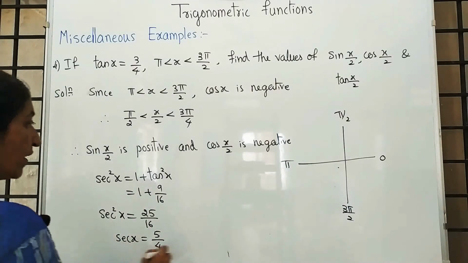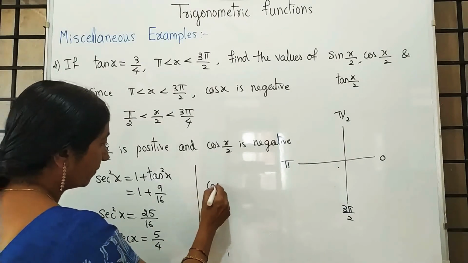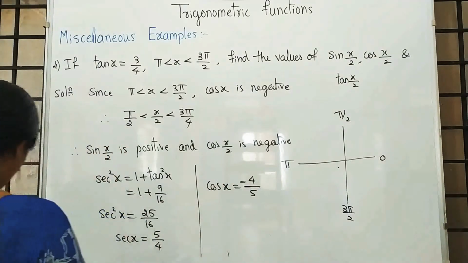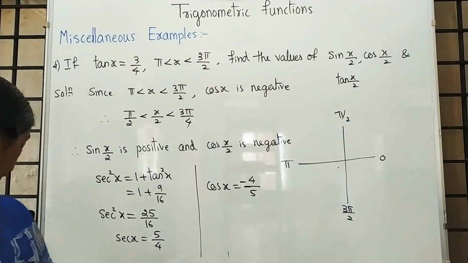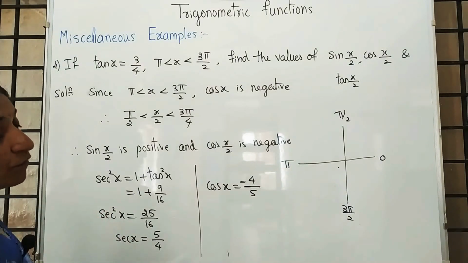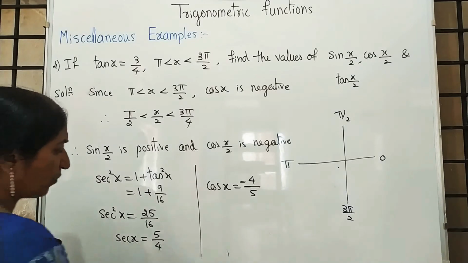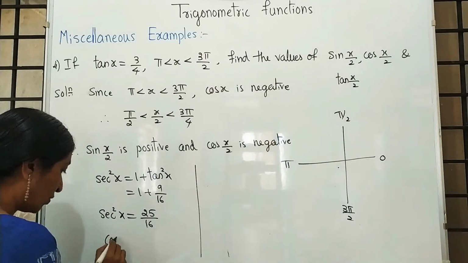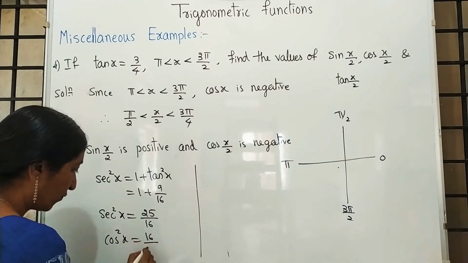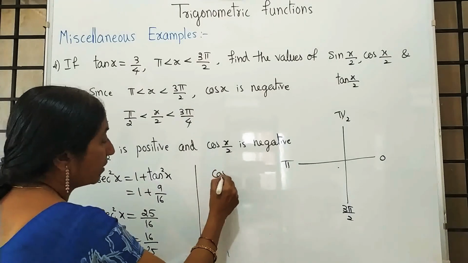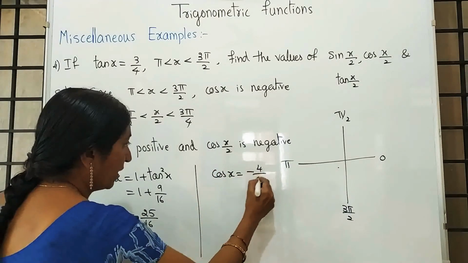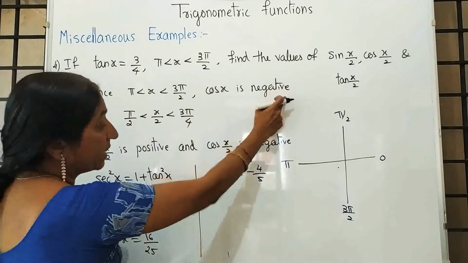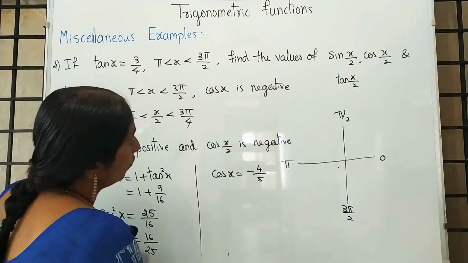If secant x is 5 by 4, then what is cos x? Cos x is 4 by 5, and I am taking minus 4 by 5. Why is it minus 4 by 5? If you have a confusion, write like this. Secant square x, cos square x is 16 by 25. And cos x I am taking as minus 4 by 5. Actually we have to write plus or minus, but here cos x is negative. That's why I am taking cos x as minus 4 by 5.